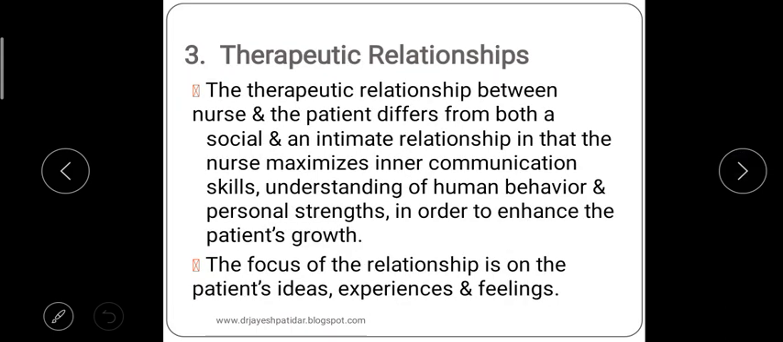Next we are going to see therapeutic relationships. The therapeutic relationship between nurse and the patient is based on therapeutic purposes, based on the treatment. So the relationship a nurse and the patient share is called a therapeutic relationship.